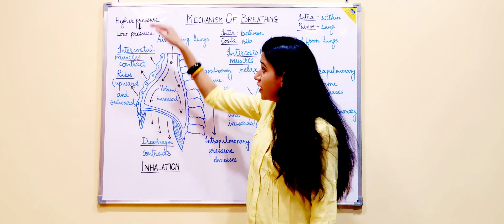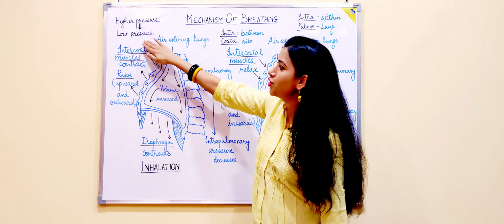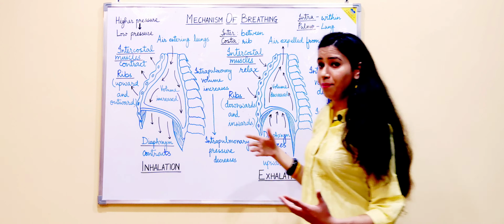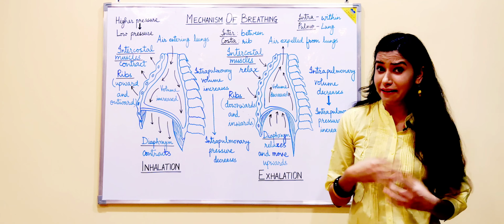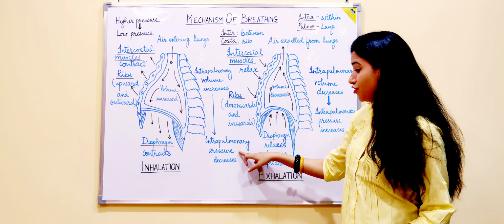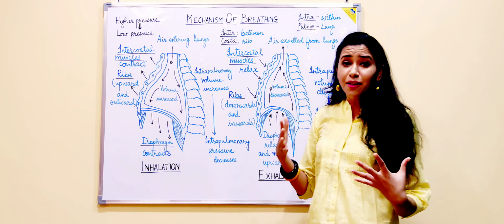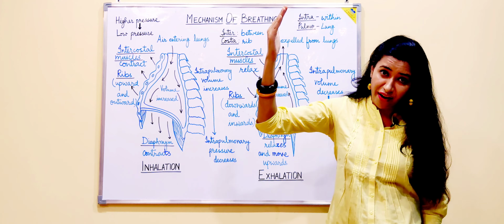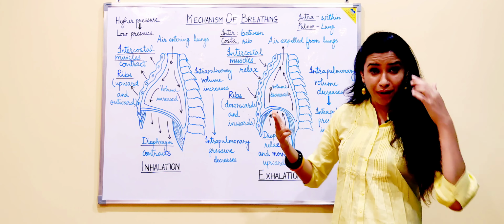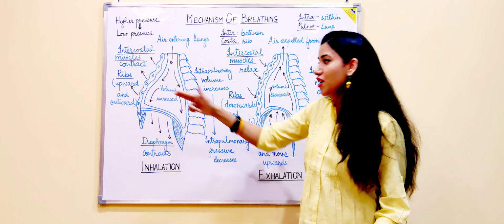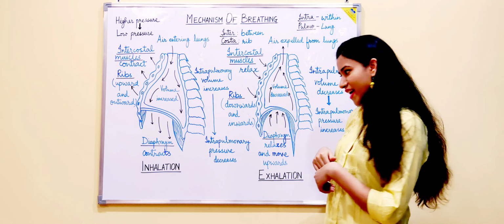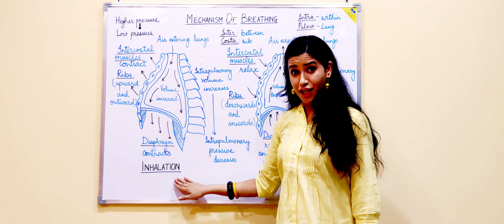Now, air always moves from higher pressure to lower pressure. So where is the higher pressure? Obviously not inside the lungs, because intrapulmonary pressure decreases. So the pressure inside the lungs is less, and that makes the outer atmospheric air, which is relatively at greater pressure, enter the lungs, or rush inside the lungs, right? And that's a complete inhalation.